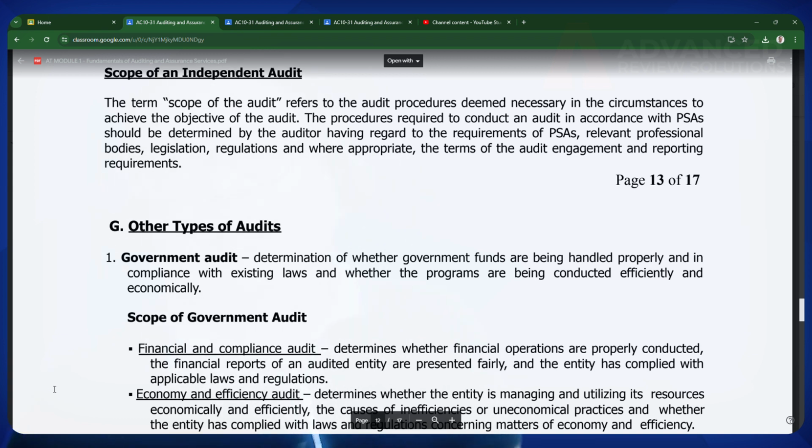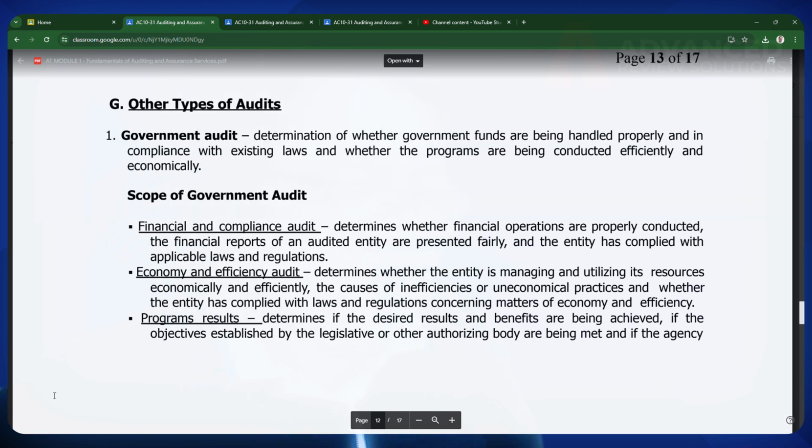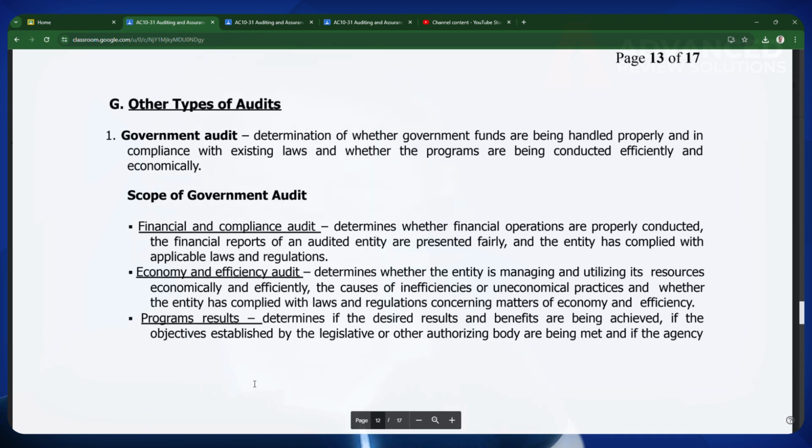Yan. Okay? Alright, so the procedures required to conduct an audit in accordance, of course, with the PSAs. Lahat naman yan. No? So, ano yung mga other types of audits? You have government audit, pag ikaw ay nasa COA, Commission on Audit. What you will do is to check first now about contributions, particularly for the audit. Okay, so you have the scope of the government audit, so you have financial and compliance audit, we have the economy and efficiency audit, and we have the program results.